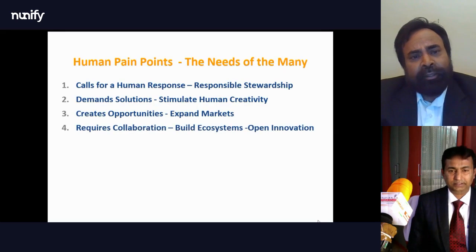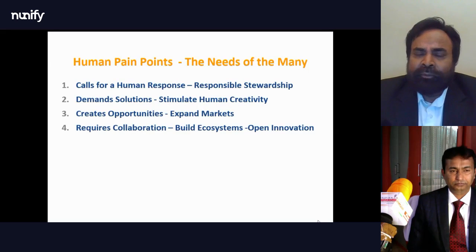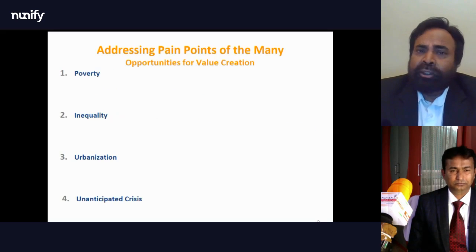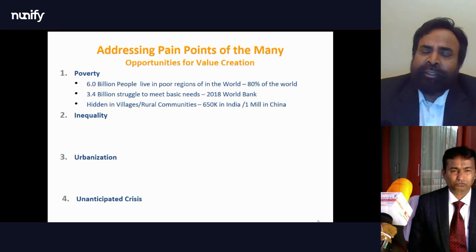Number 4 requires collaboration. We need to do it together, build ecosystems through open innovation, which is a topic that I teach here at Berkeley. So some of the main pain points that we need to address before we start saying, well, let's build something. Before we build, we need to count the cost.